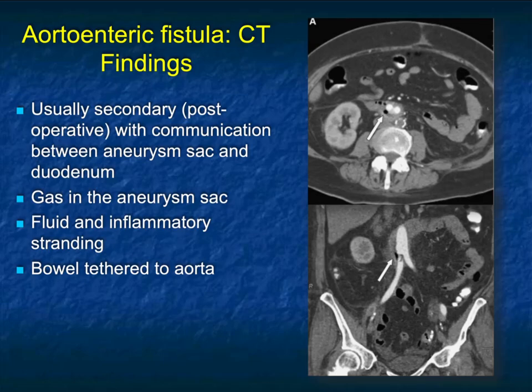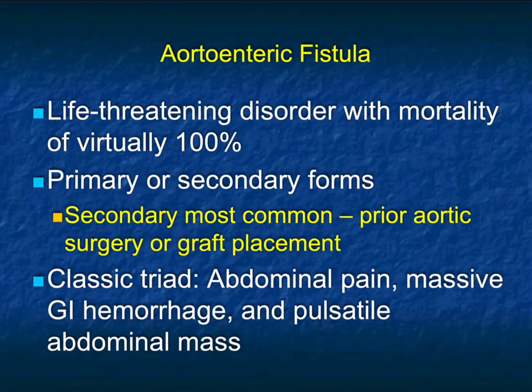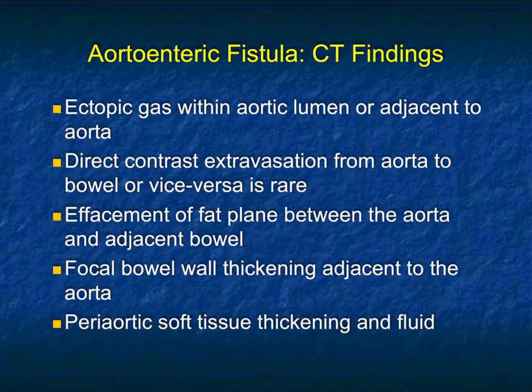When you see air in the aneurysm sac, which you can see in this first case, you have to worry about an aortoenteric fistula. It's a life-threatening disorder. It's a surgical emergency. You can have spontaneous rupture of the aorta or erosion with bleeding into the duodenum. Classic triad: abdominal pain, massive GI hemorrhage, and pulsatile abdominal mass.